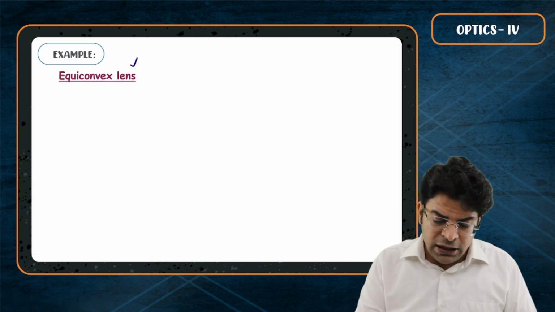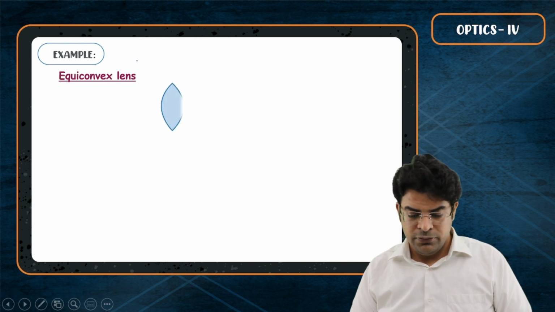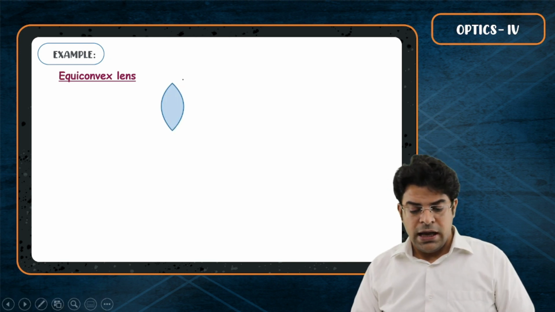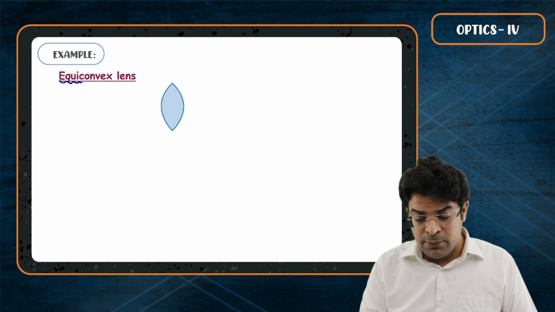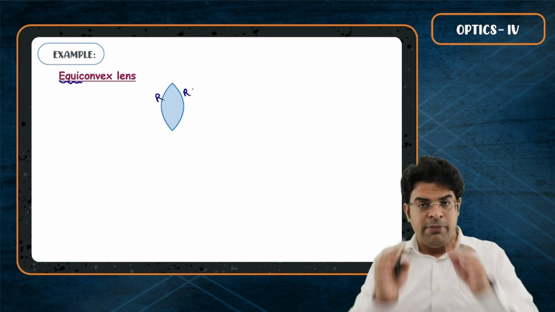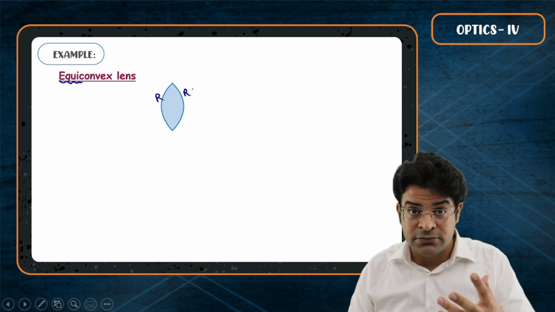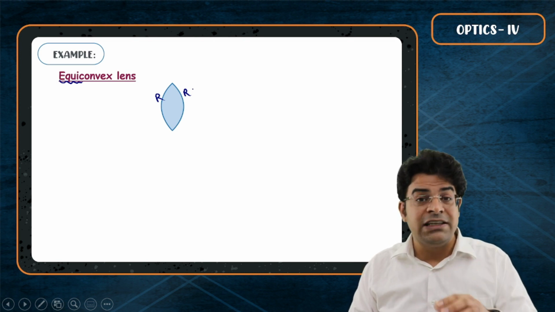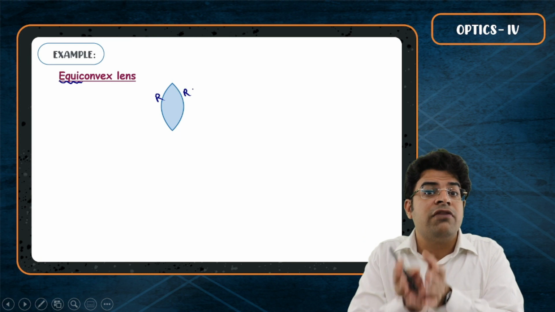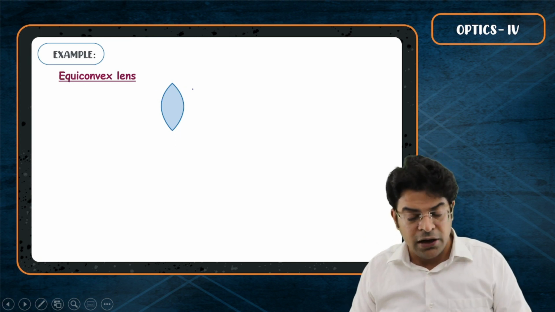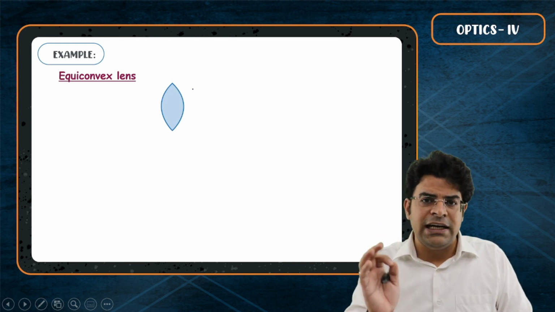If you have got an equiconvex lens, okay, equiconvex lens. The word equi is used when both the radii of curvature have the same magnitude, r and r. We are not saying biconvex, we are not saying double convex, we are saying equiconvex. So the radius of curvature on both the sides is r and r. And you need to find, let's say, its focal length.